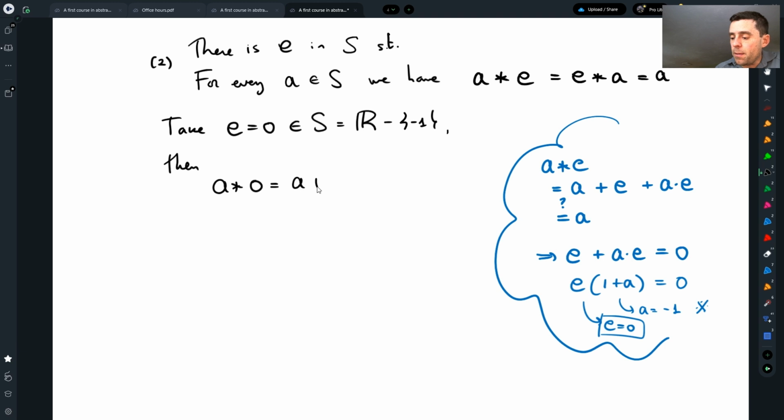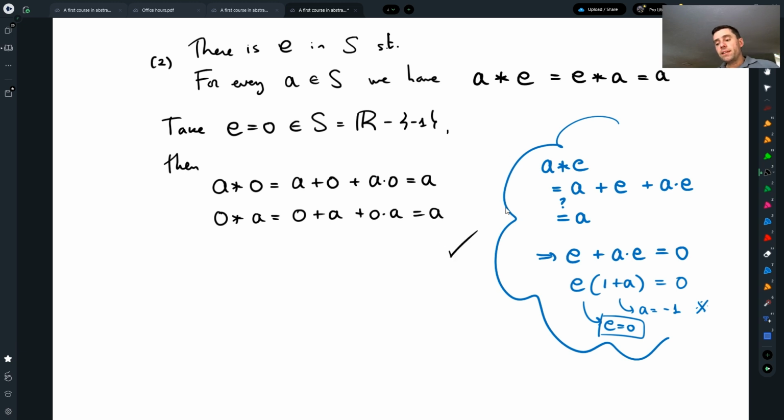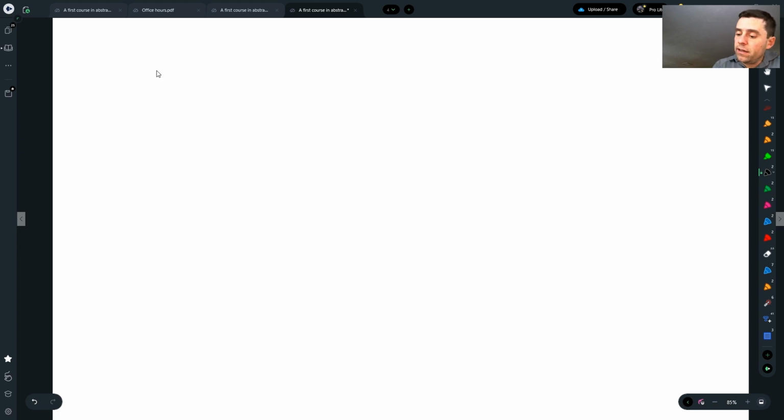That will be A plus 0 plus A times 0, which is A, and 0 star A is 0 plus A plus 0 times A, which is A. So it works as an identity element. Okay, so now I have the neutral element, and now I need multiplicative inverses or star inverses.